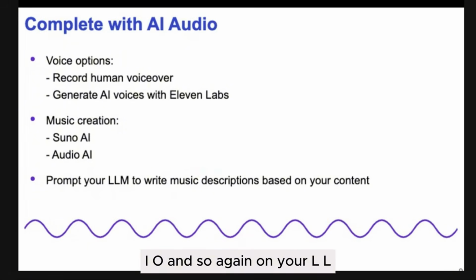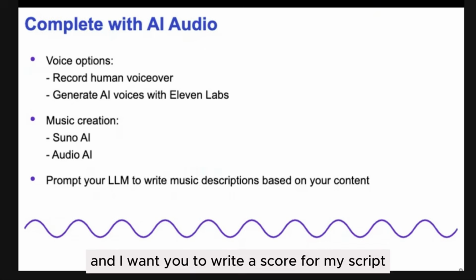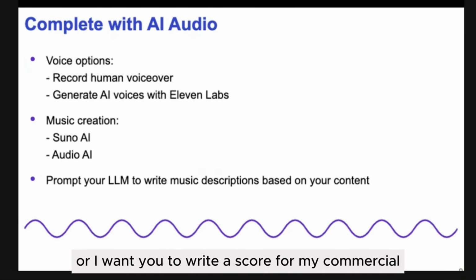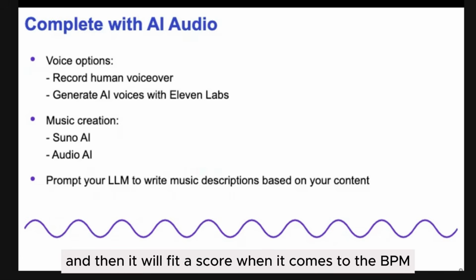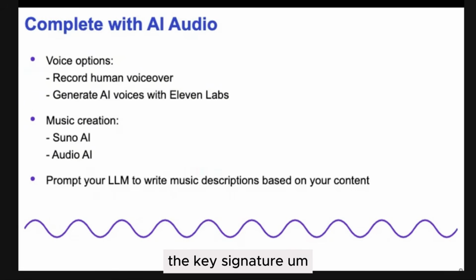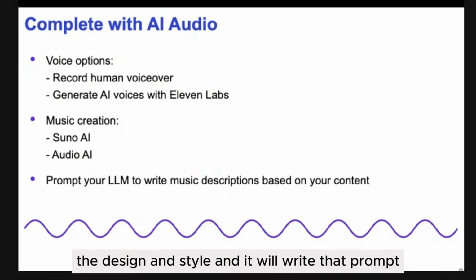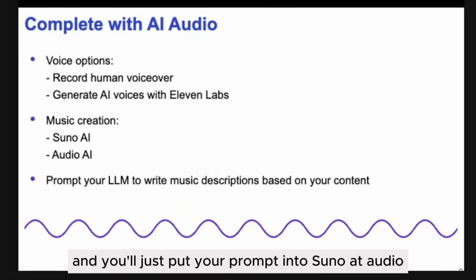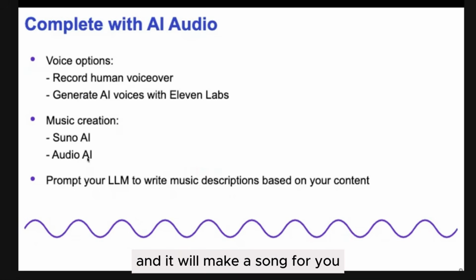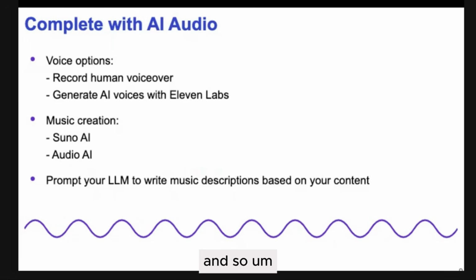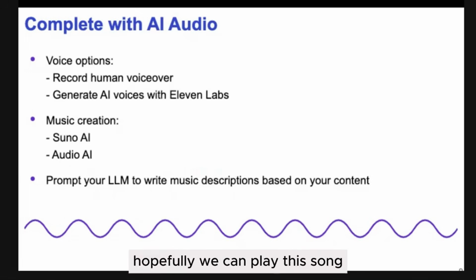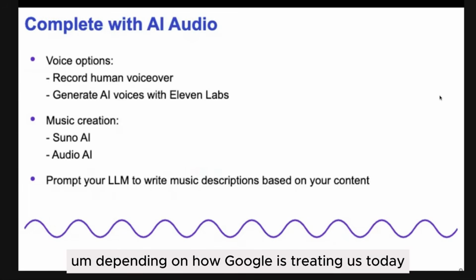So again, on your LLM, you will put in a persona: you're an award-winning composer, and I want you to write a score for my script, or I want you to write a score for my commercial for any product. And then it will fit a score when it comes to the BPM, the key signature, the design and style, and it will write that prompt, and you'll just put your prompt into Suno and Udio, and it will make a song for you. And so hopefully we can play this song depending on how Google is treating us today.